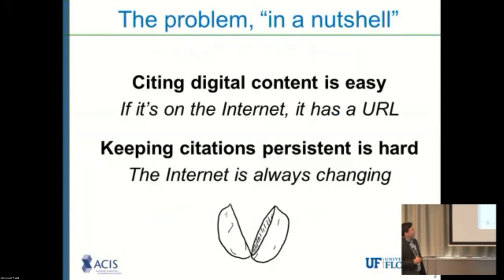So every great presentation starts with something in a nutshell. So I thought I would. So my problem in a nutshell is that citing digital content is easy. Because if you found it on the internet, it had a URL, you can cite that URL and someone will be able to find it, at least temporarily. The problem is that keeping citations persistent is hard, because if we're using internet-based locations for our data, the internet is always changing. The data can always move or be deleted.